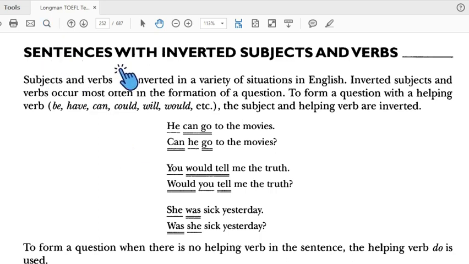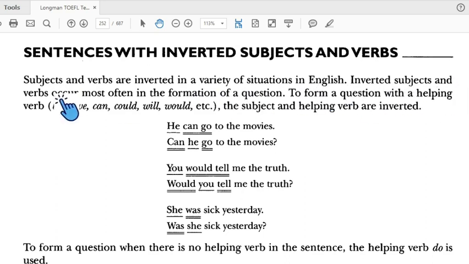Today we go to the next skill: sentences with inverted subjects and verbs. It is a little bit easy if you master to be, to do, and to have, as well as modals. Be, is, are, was, were; do, did, does; have, has, had; and could, will, wish, etc. Subject and verb are inverted in a variety of situations in English.